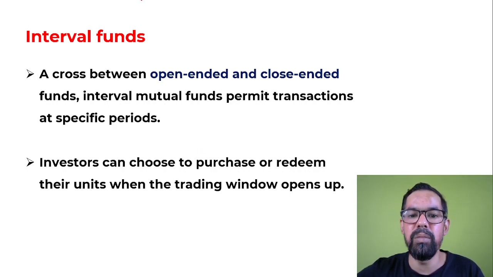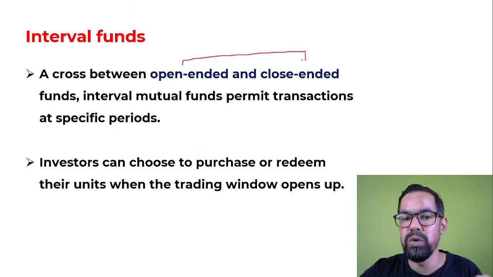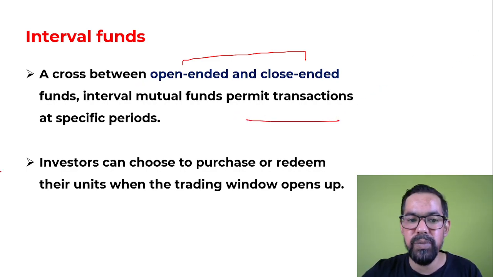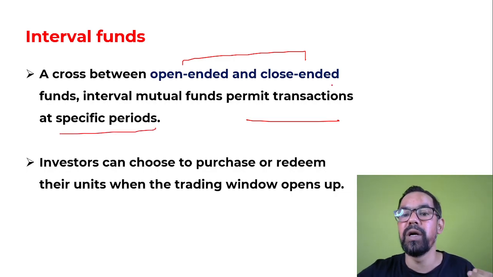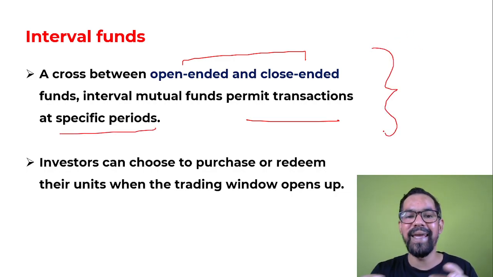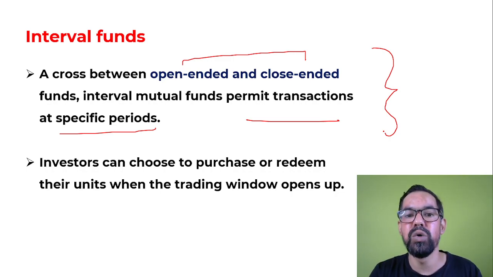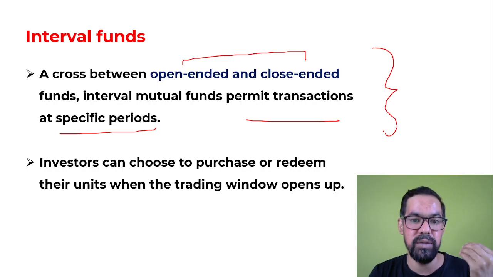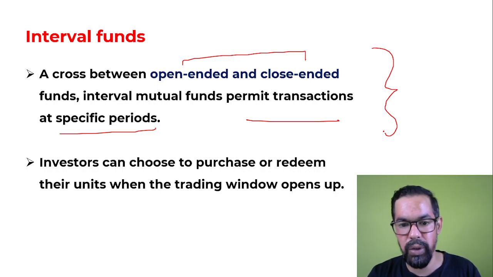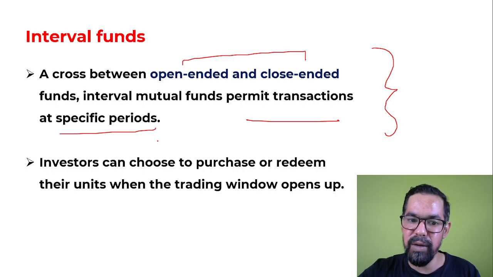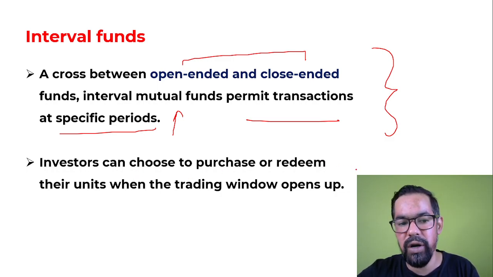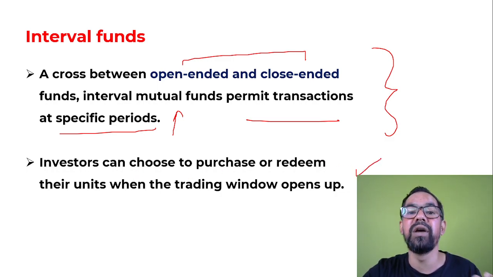Interval is basically a combination of open-ended and close-ended, and interval mutual funds permit transactions at a specific period. Okay, so the window for buying and selling in these kinds of mutual funds is open for a specific period, which is basically managed by the fund management company as well as the exchange. So at the time of these permitted transactions, an investor can choose to purchase or redeem their units when a trading window is open.